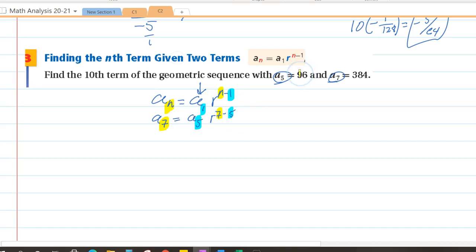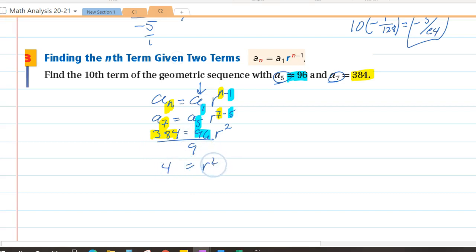Now I'm going to plug in the numbers that they gave us. What is a sub 7? Well, a sub 7 is 384. What is a sub 5? a sub 5 is 96. 7 minus 5 is 2. So I substituted 384 and I substituted the 96. Now I need to solve for r. I solve for r by dividing both sides by 96. That gives me r squared is equal to 4.